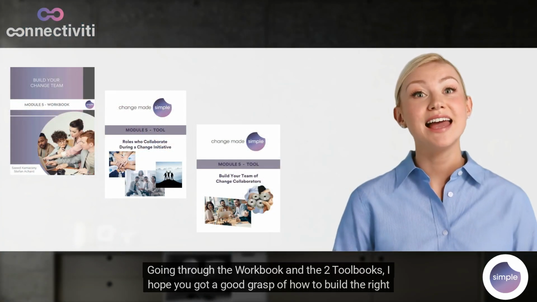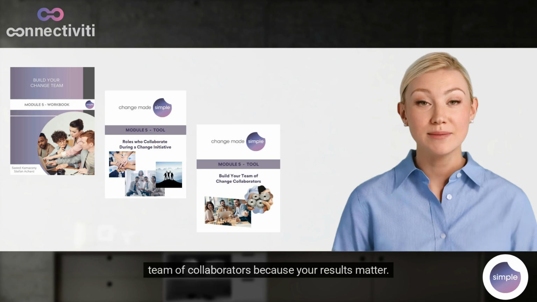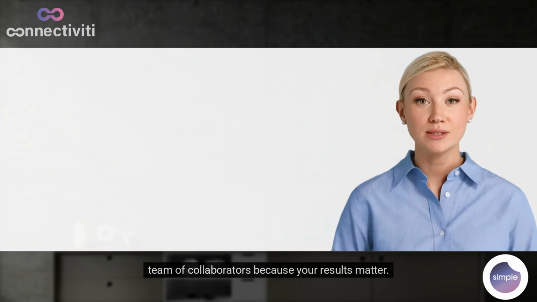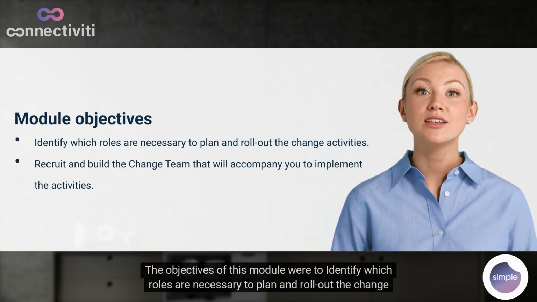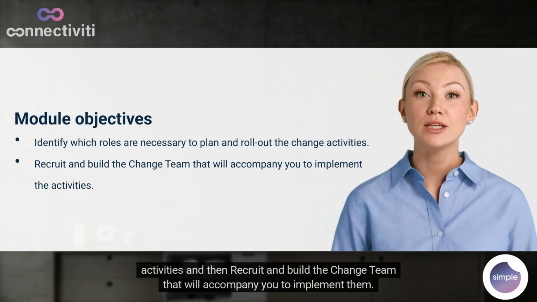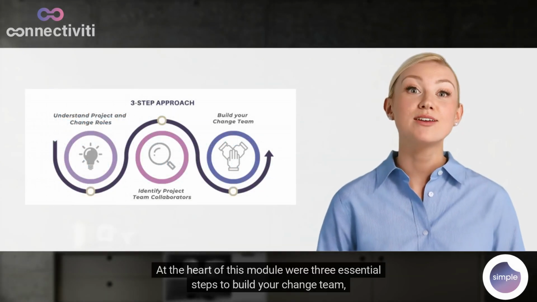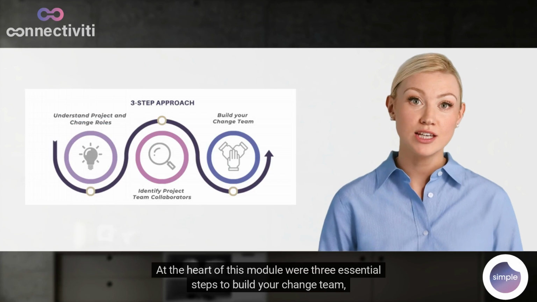Going through the workbook and the 2 toolbooks, I hope you got a good grasp of how to build the right team of collaborators because your results matter. The objectives of this module were to identify which roles are necessary to plan and roll out the change activities, and then recruit and build the change team that will accompany you to implement them. At the heart of this module were 3 essential steps to build your change team.